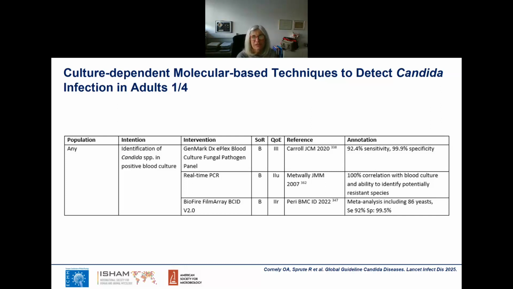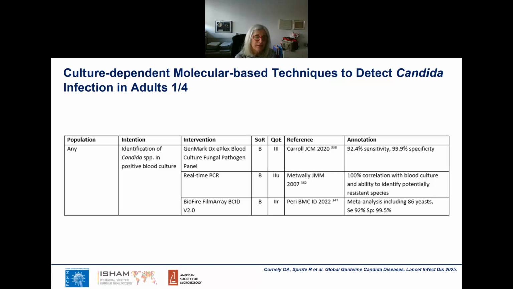But before we step into detail, I would like to stress two main issues. First of all, there exist various methods that are available on the market to aid the diagnosis of candidemia or invasive candidiasis. And secondly, when it comes to blood cultures, we need to differentiate between culture-dependent versus culture-independent techniques. And this has a strong influence on sensitivity and specificity.